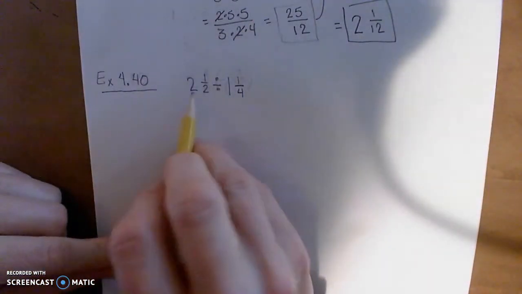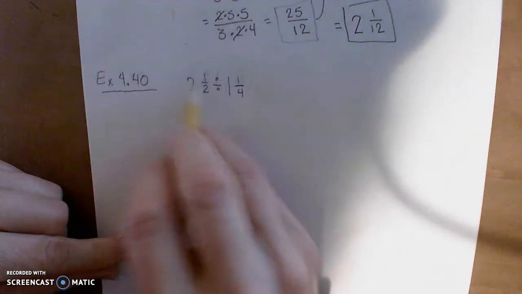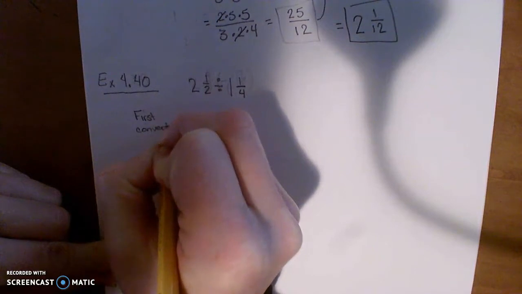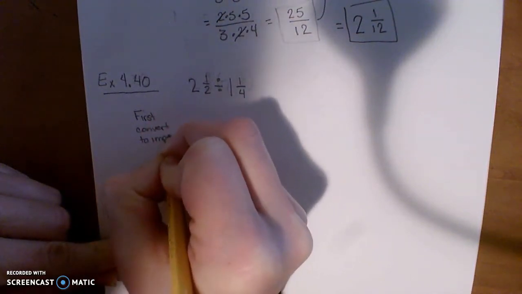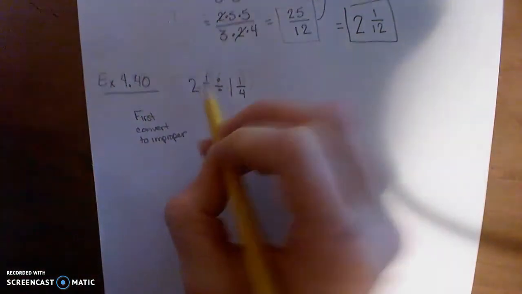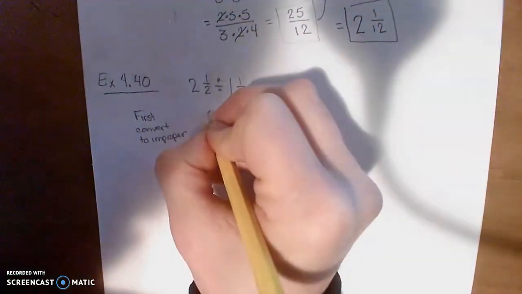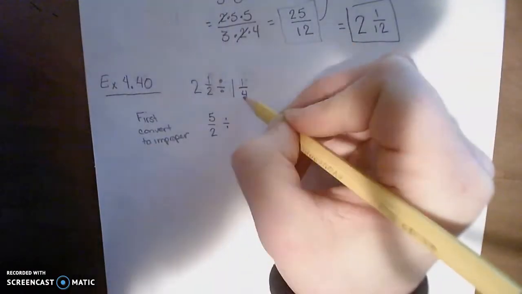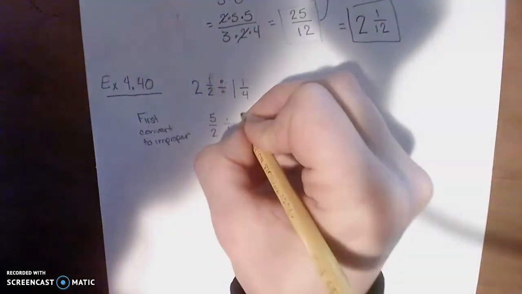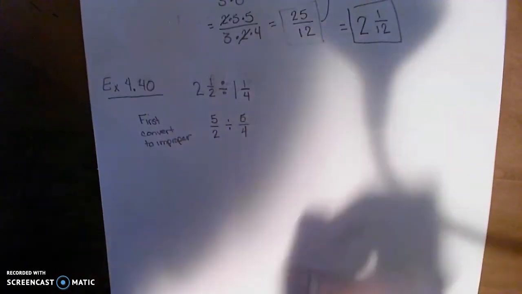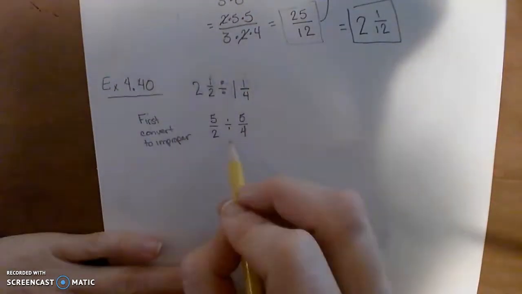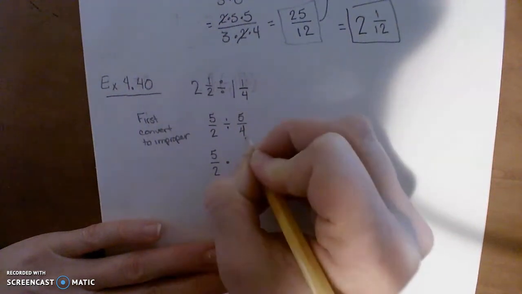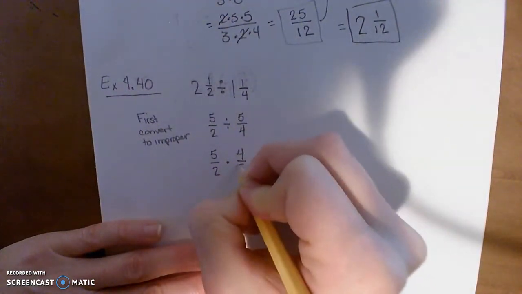Now let's work on division. 2 1/2 divided by 1 1/4. So first we'll convert to improper. So 2 1/2, 2 times 2 is 4, plus 1 is 5. So 2 1/2 is the same as 5/2, divided by 1 1/4. 4 times 1 is 4, plus 1 is 5. So that's 5/4. All right, and now we have to remember that to divide with fractions, we take 5/2, multiply by the reciprocal of the second number, 4 over 5.